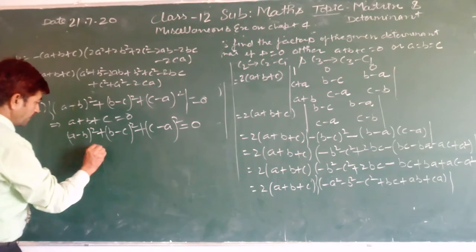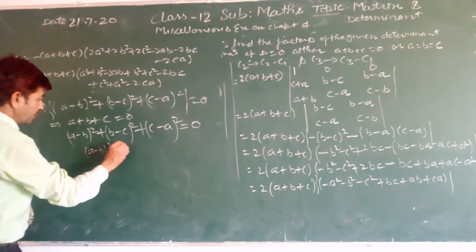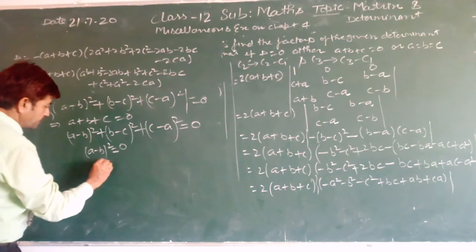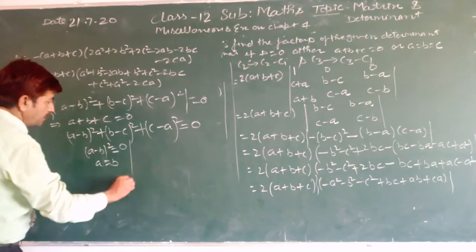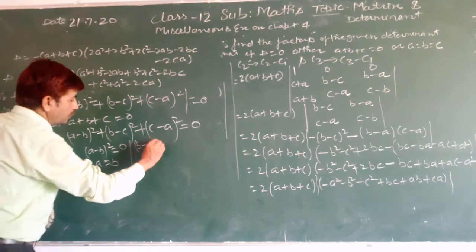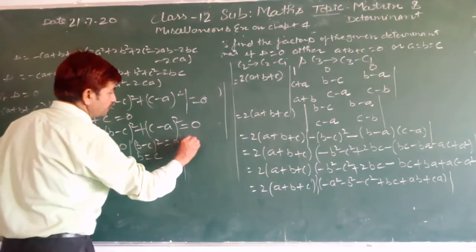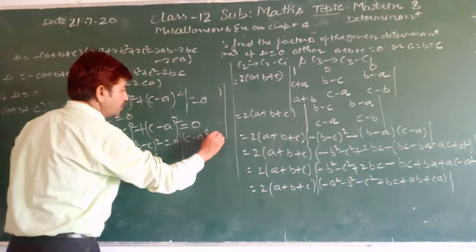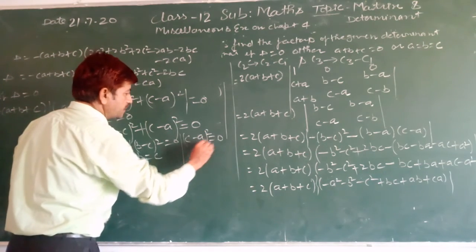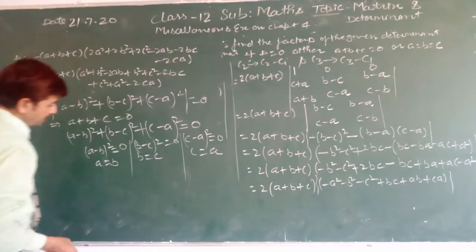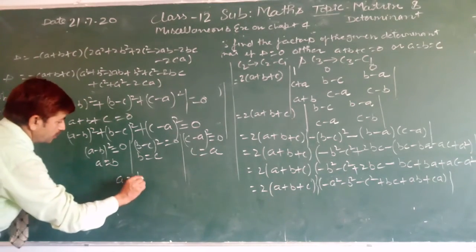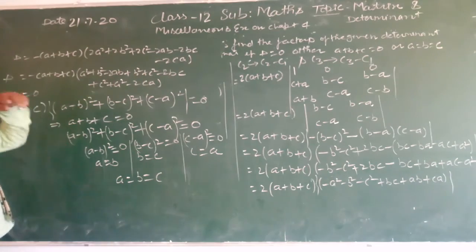It means A minus B whole square equal to 0, this gives A equal to B. B minus C whole square equal to 0, this gives B equal to C. C minus A whole square equal to 0, this gives C equal to A. Therefore, A equal to B equal to C.